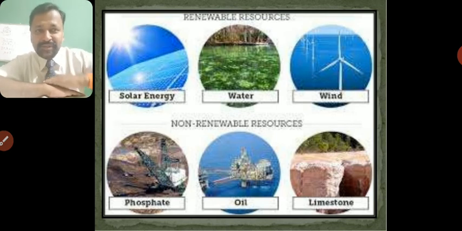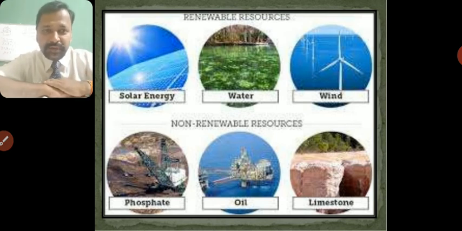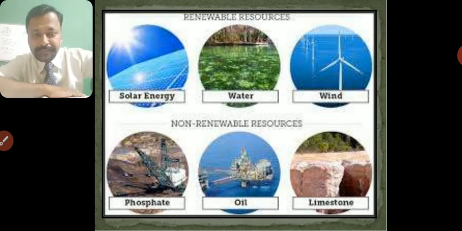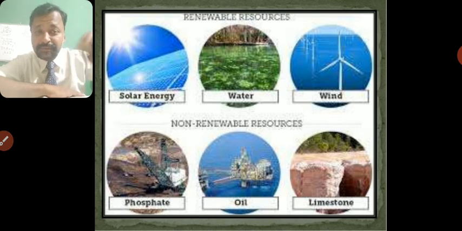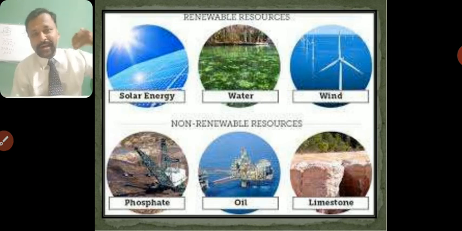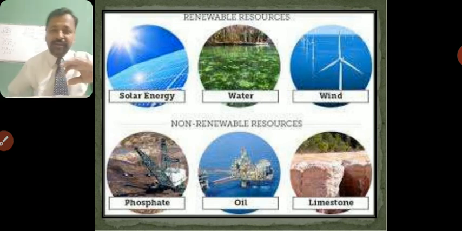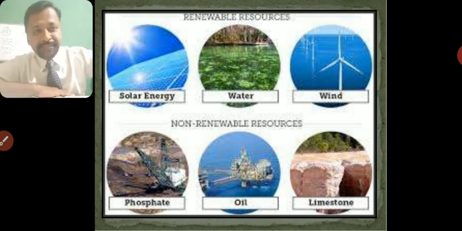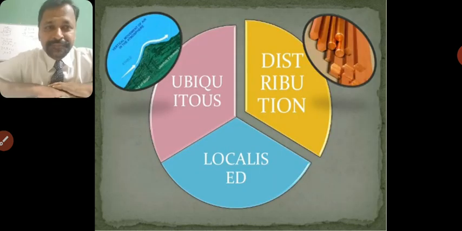These are the examples of renewable resources: solar energy, water, wind. Sorry, renewable resources are solar energy, water, wind. Non-renewable: phosphate, oil, limestone. Because we take it out, it takes another thousand years to develop, so they are called non-renewable resources.